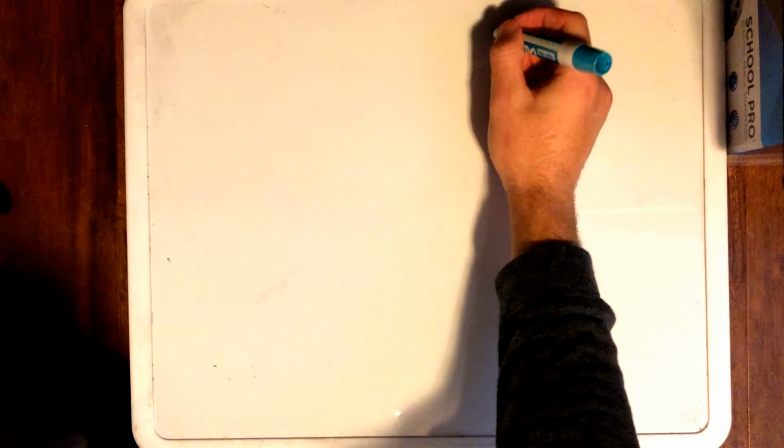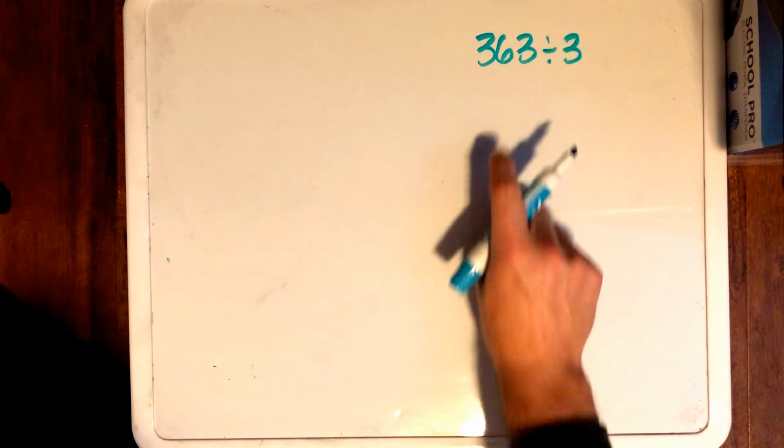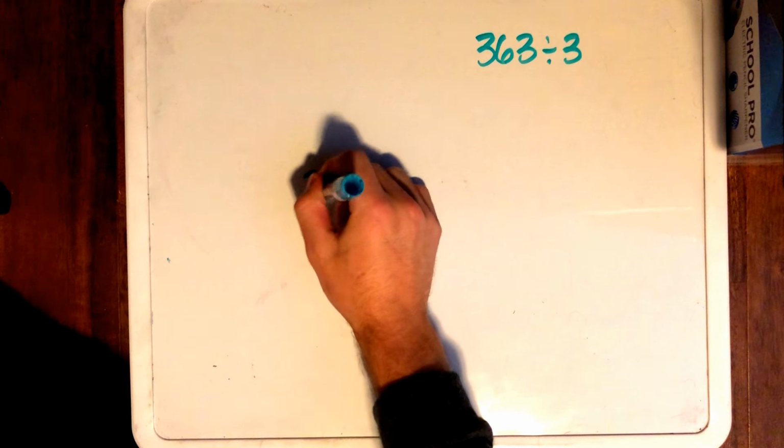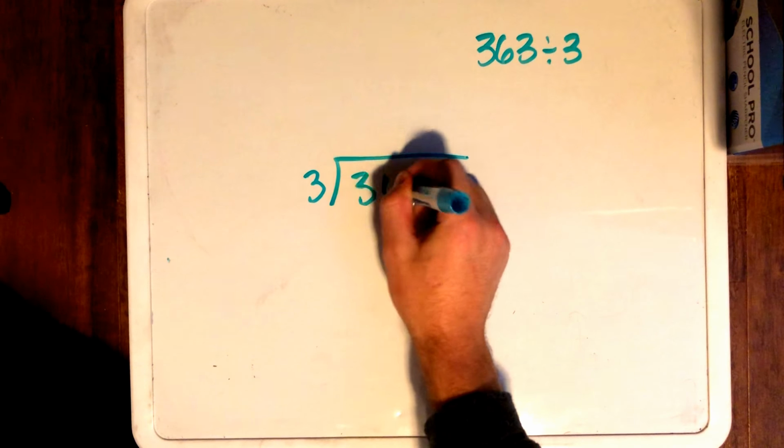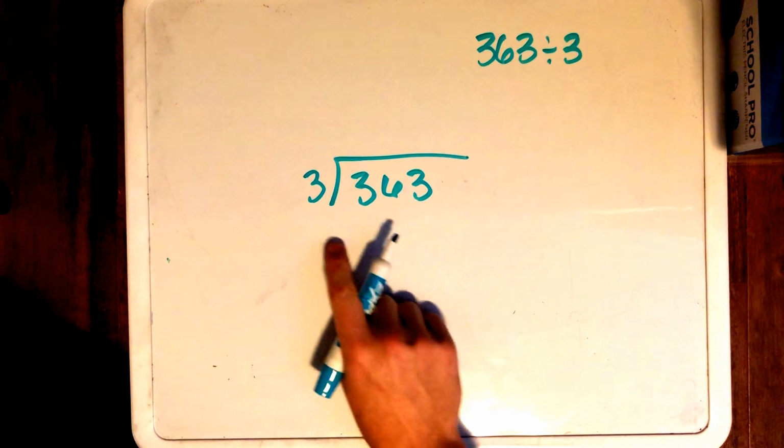But before we start our polynomial long division, I'd like to do a quick recap on just normal long division. So say we have 363 divided by 3. On a normal day, I would probably tell you to just throw this in your phone or do it in your head. You could probably do it pretty easy. But we're going to go through this.